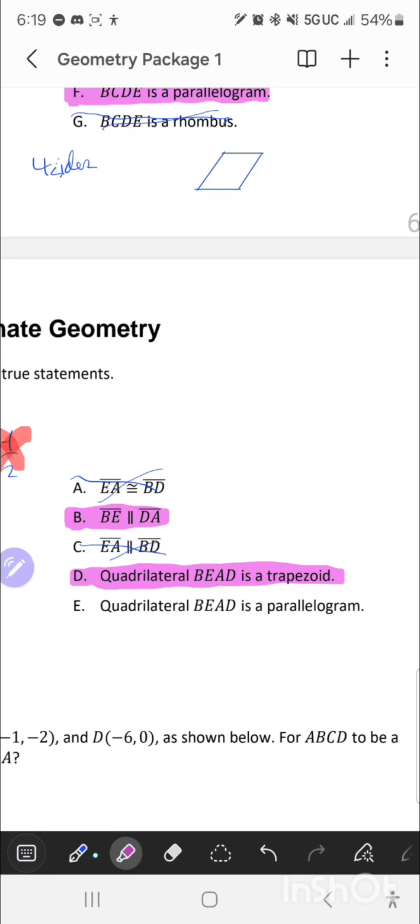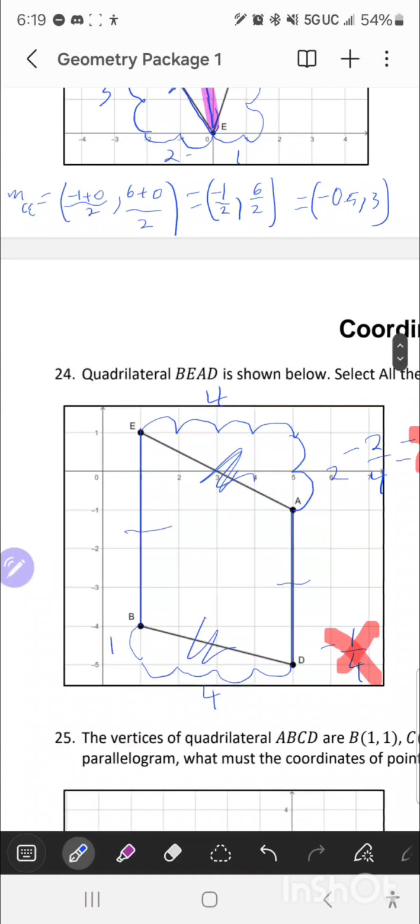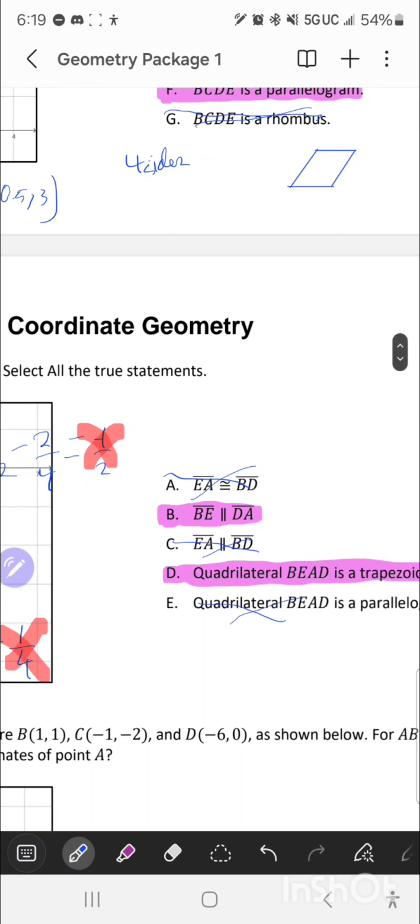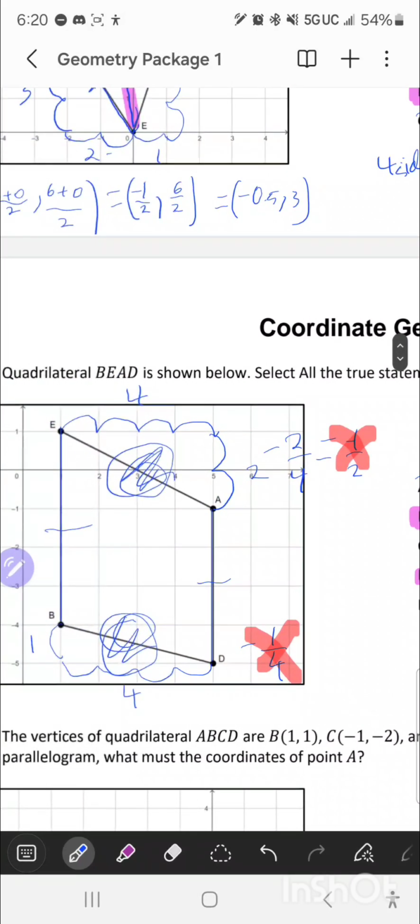Now, is quadrilateral BEAD a parallelogram? And for this case, the answer is no. As we saw before, this side was not parallel to this side. The condition the figure needs to meet to be a parallelogram is that opposite sides are parallel to each other, with the same slope. So in this case, this is also false, and the only true statements are going to be B and D.